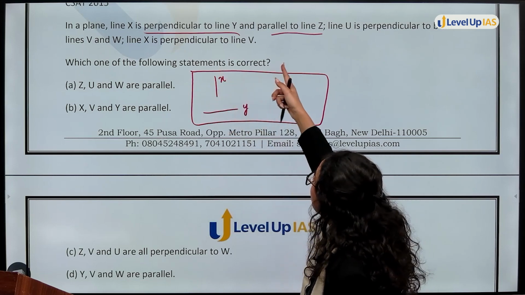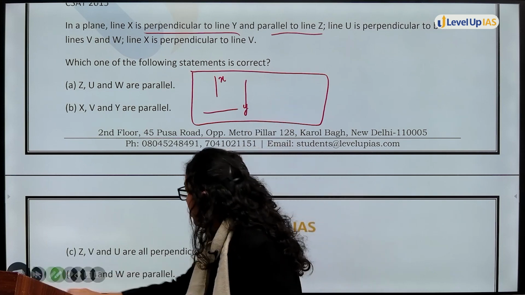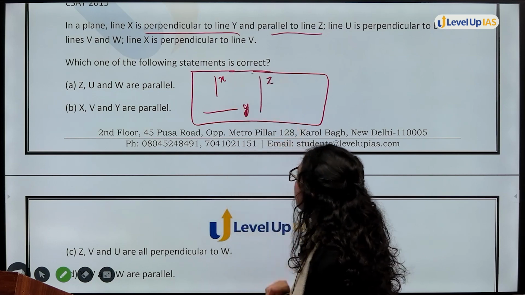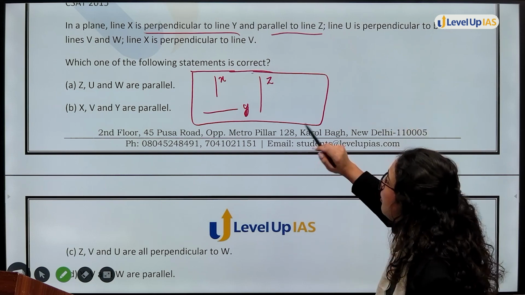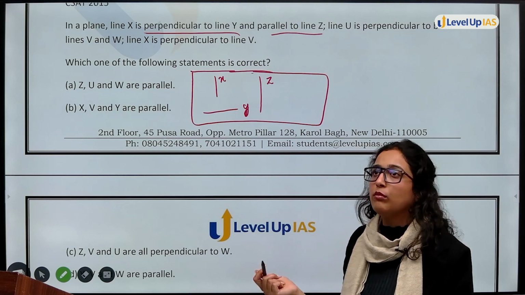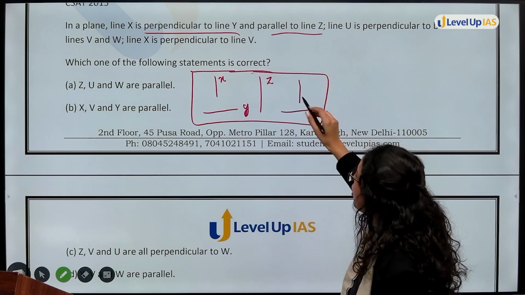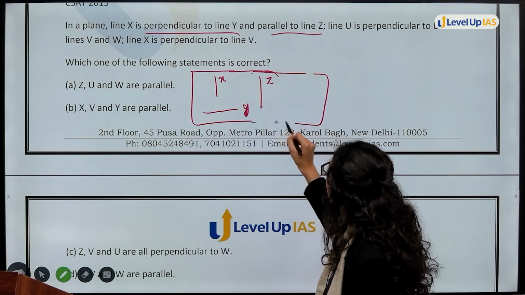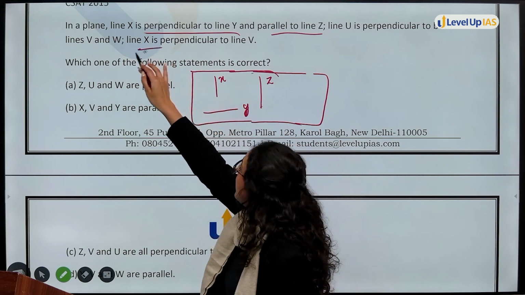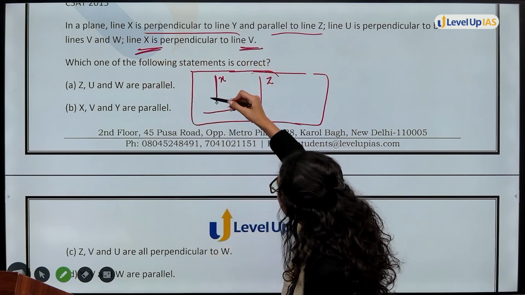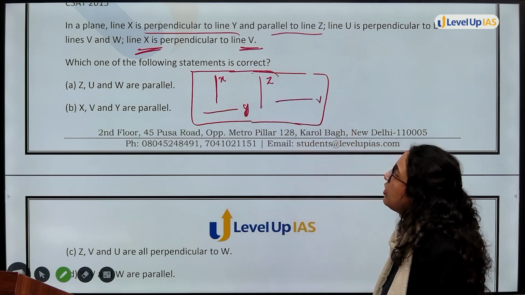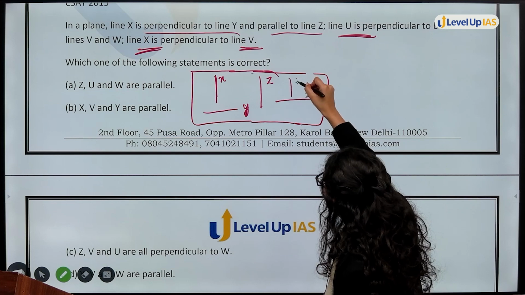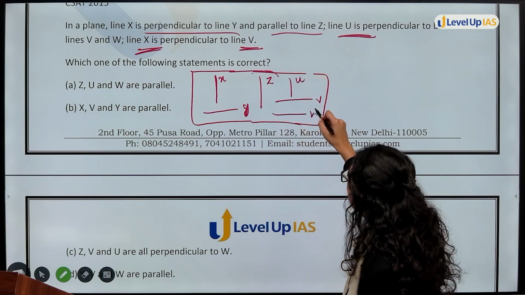Next, X is perpendicular to Y, parallel to Z. So that means, X is parallel to Z, so Z is also a line like this. Next, U is perpendicular to both V and W. So U is another line which is perpendicular to both V and W. But right now we do not know whether U will be like this or like this, because according to this plane we do not know the relation. So first we want to find the relation between X and the others. Line X is perpendicular to V. That means if X is like this, V will be this, so that X is perpendicular to V. Now U is perpendicular to both V and W, so U will be like this. U perpendicular to V, U perpendicular to W also. W will be like this.